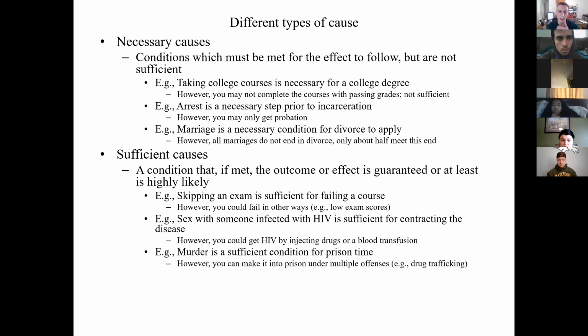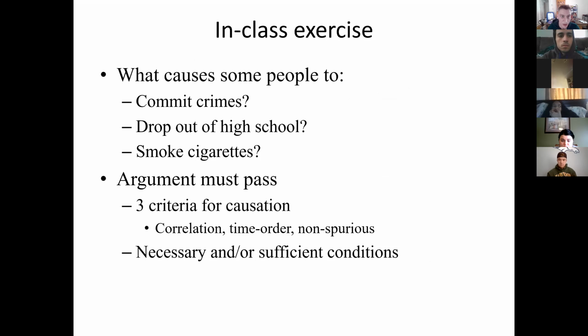But anyway, so yeah, these are sufficient conditions. These are conditions that are good enough to get you to that outcome, but you don't have to. They don't have to be met in order for that outcome to happen, because other things could be going on. Okay, so this is where I'd like to give you all a few minutes to think about causes for things that social scientists would study. So what causes people to do these things? Commit crimes, drop out of high school, smoke cigarettes.